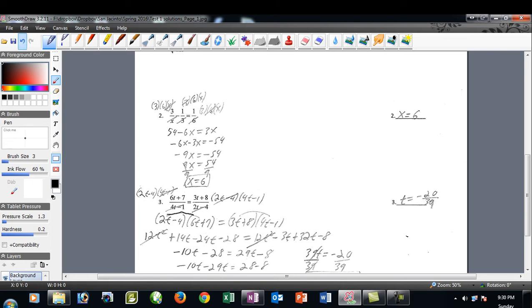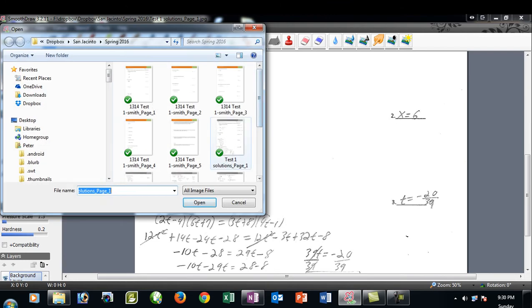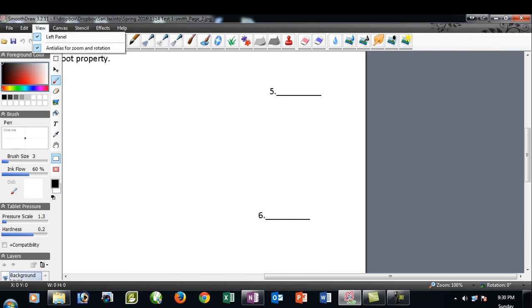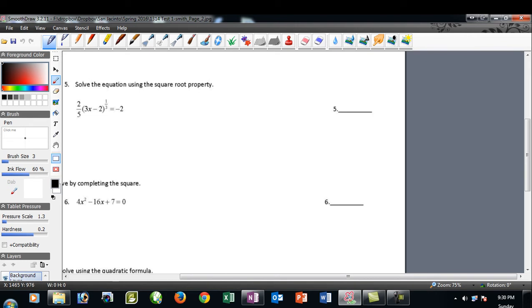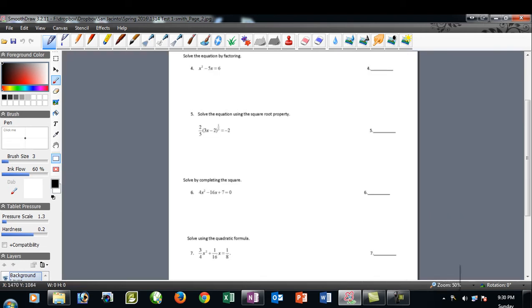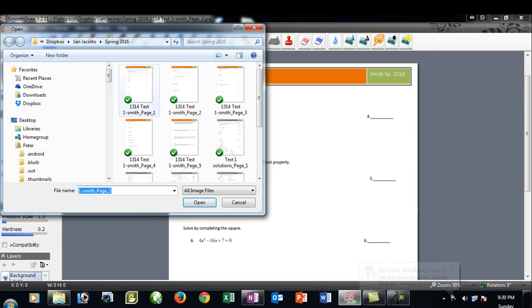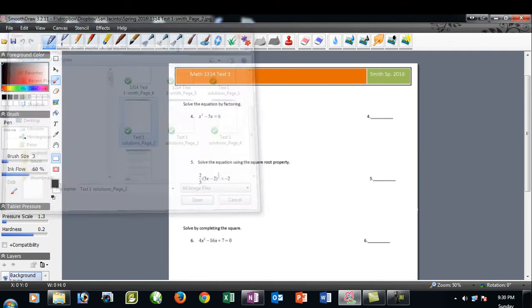Now we're going to open up the next page of the test. We're not going to save that. Test 2, page 2. Let's zoom this out again. Okay, going down here to the zoom out, control minus. That's the test, that's the problems. Let me bring up the solutions, that way we can see and talk about the solutions. This is Smith 1, test 2, solutions.